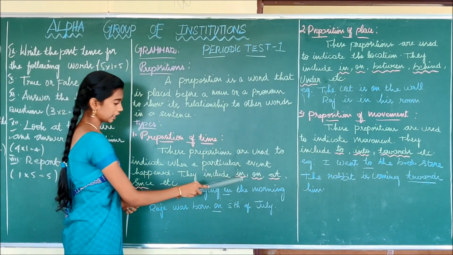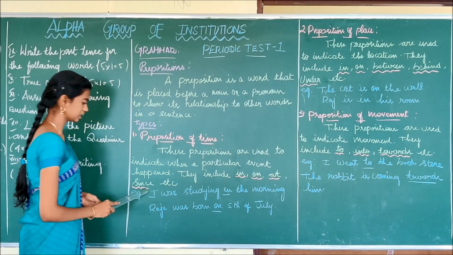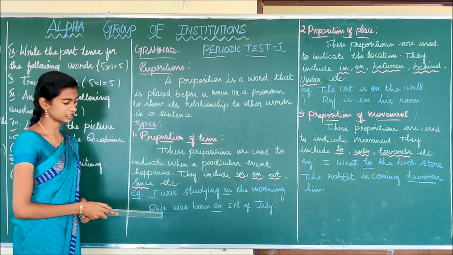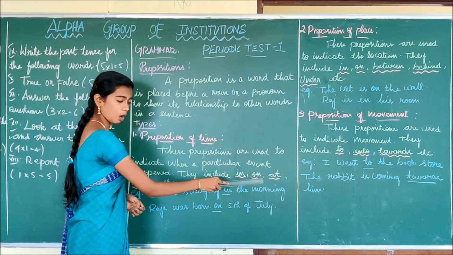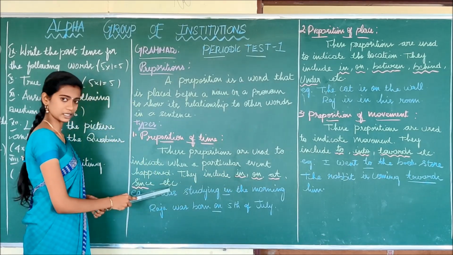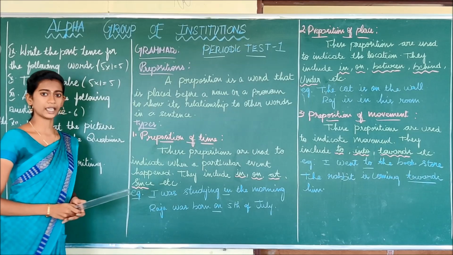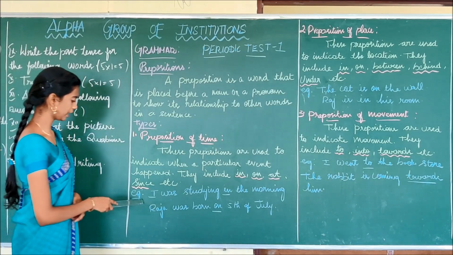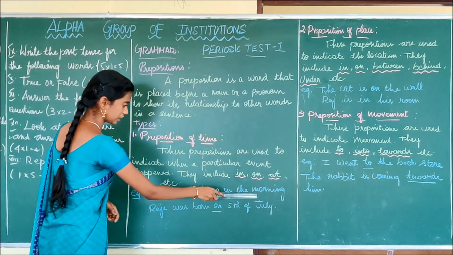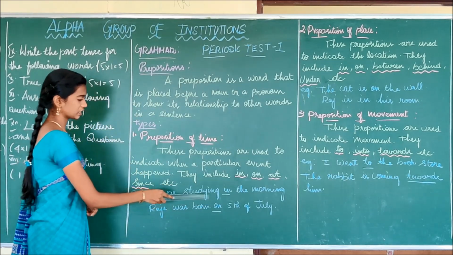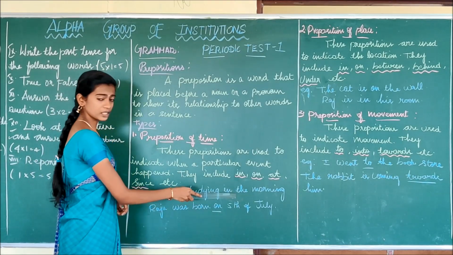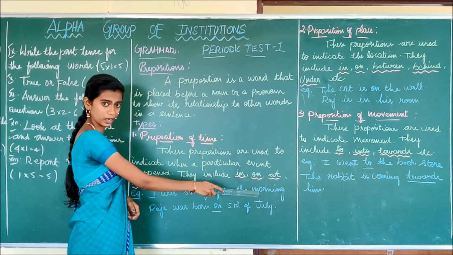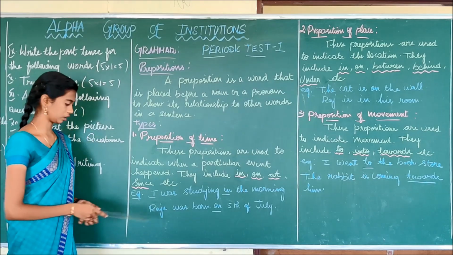They include in, on, at, since, etc. So this preposition of time includes words such as in, on, at, since, etc. So it indicates when a thing happens. For example, I was studying in the morning. So this is an event that happens in the morning.